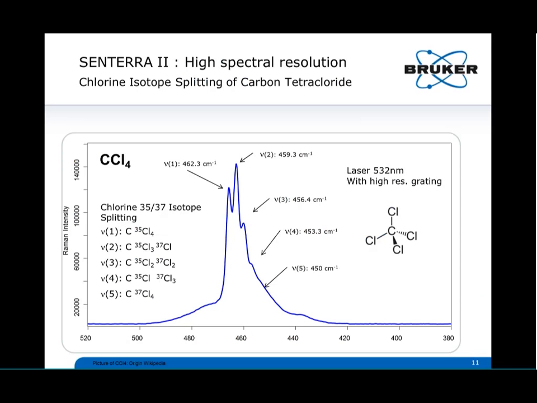Here we have an example measured with the high resolution grating. It shows the classical example of carbon tetrachloride, and this band at around 460 wave numbers is the totally symmetric stretch of this compound, and it's nicely separated into the different isotope splits of the different chlorine isotopes.